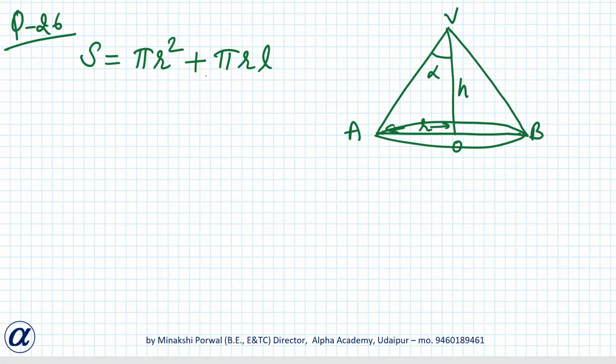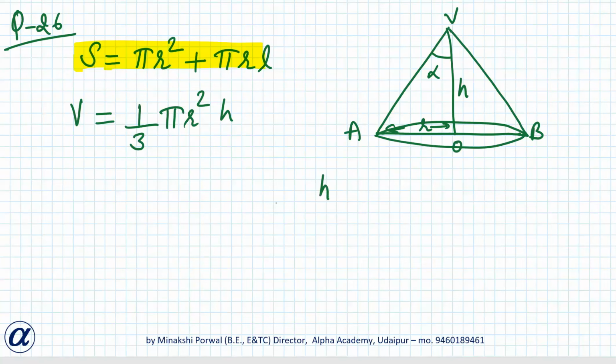It is given, and we have to maximize the volume. The volume of a cone is 1 by 3 pi r square h. Now first of all, we can convert this. We'll find the slant height and substitute. One more relation is there: L square equals h square plus r square, or h square equals L square minus r square.